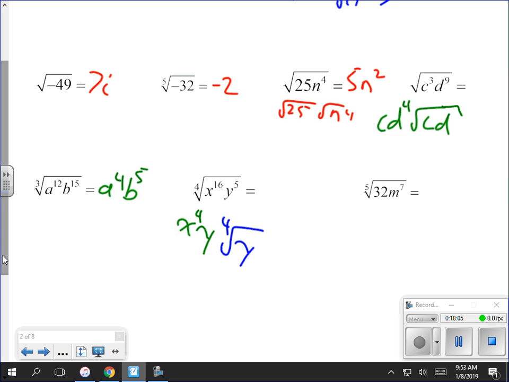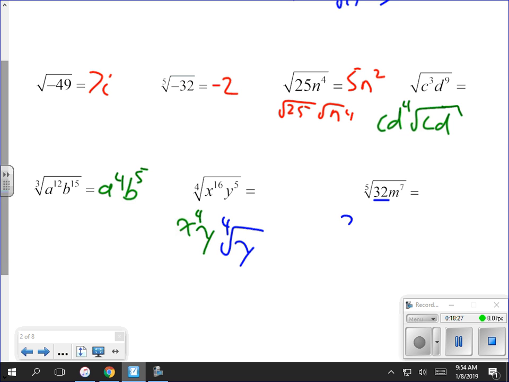No, you don't, because on square roots we don't write the 2. We don't write the index. But if you have cube roots and 4th roots and 5th roots, you do that. Okay, so let's do the next one. 5th root of 32 is 2. Like I said, you've already got some we've done. 5th root of 32 is 2.